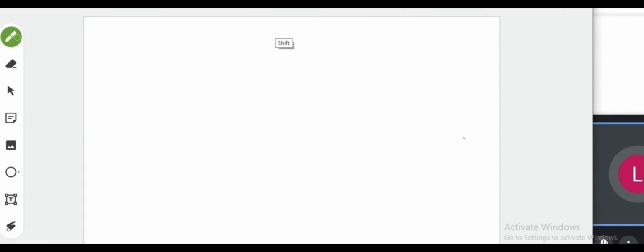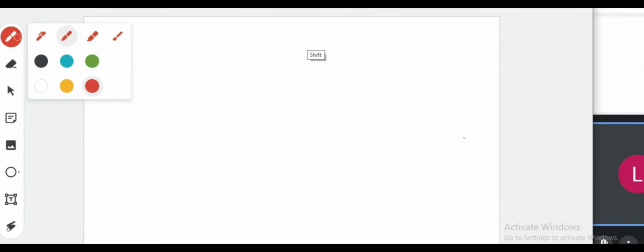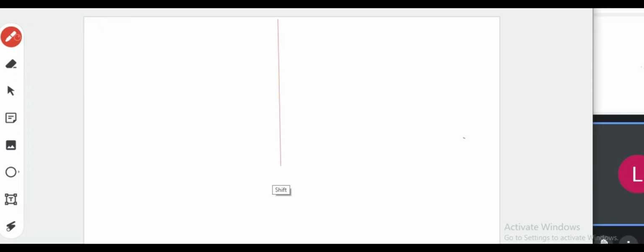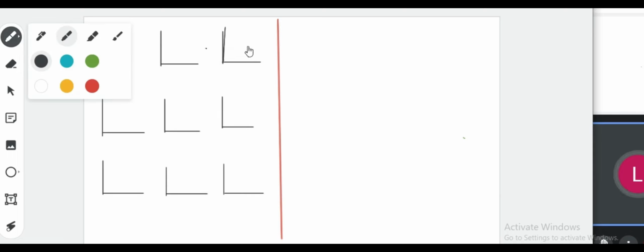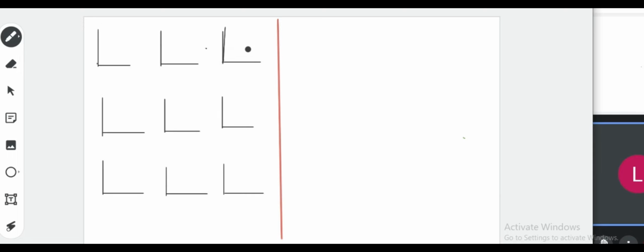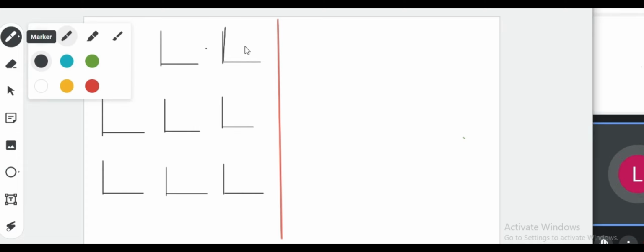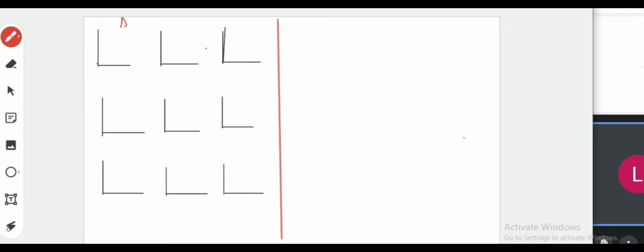These are the motion graphs. Okay, I'm going to draw a number of graphs to explain some things. First of all, let's look at the distance-time graph. Let's start with the distance-time graph, or you can say displacement versus time.